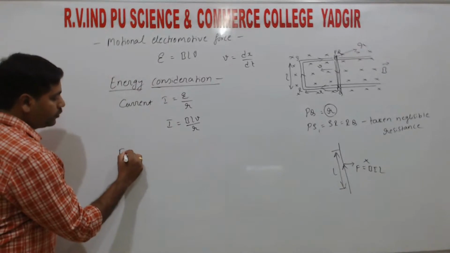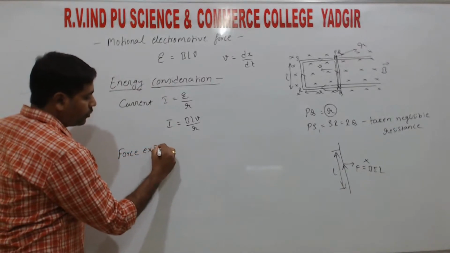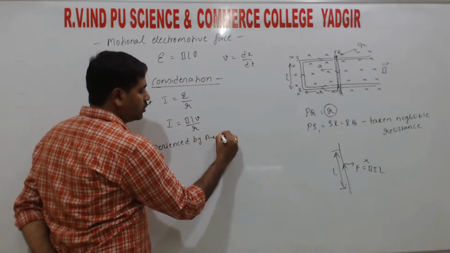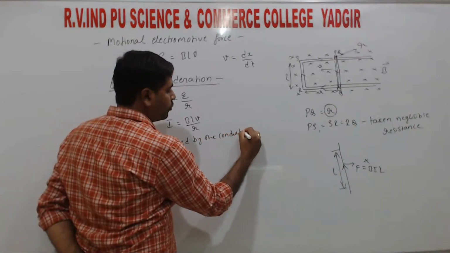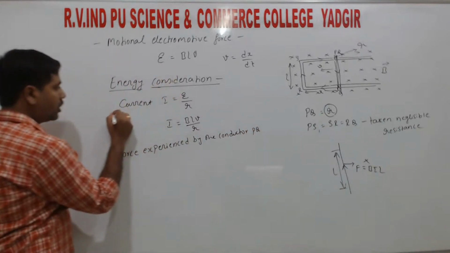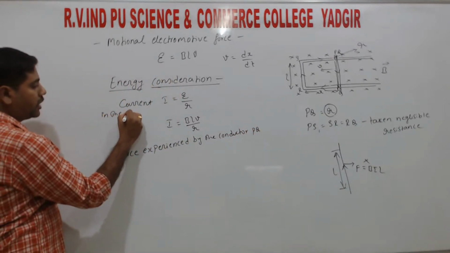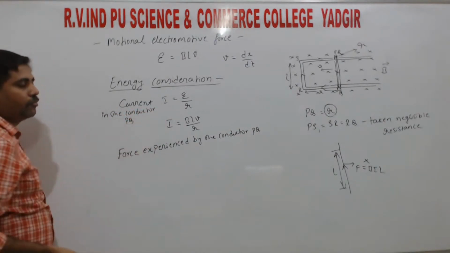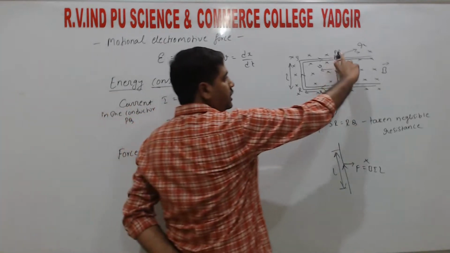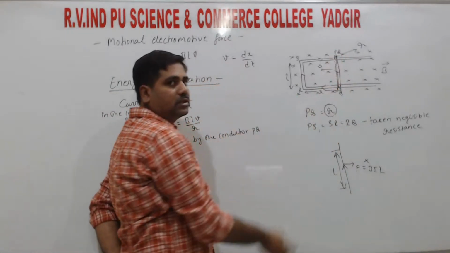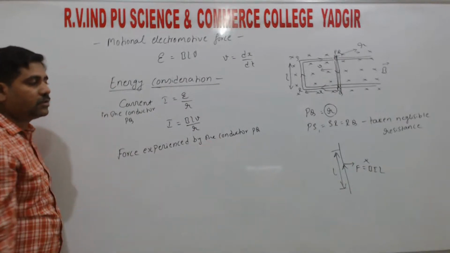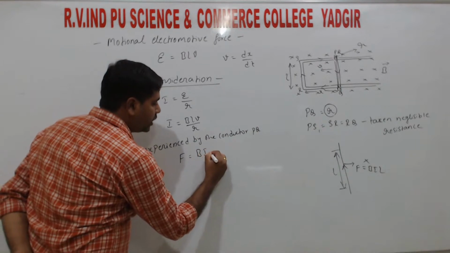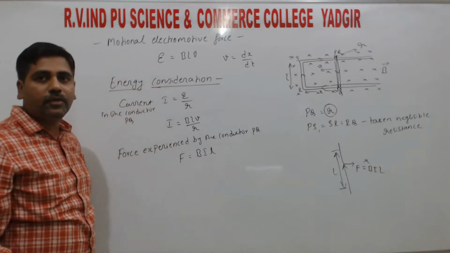So the force experienced by the conductor PQ. So current in the conductor PQ, right? Since we consider only the arm PQ, that experiences what? Force, right? So that is F is equals to BIL, where L is the length of the conductor.